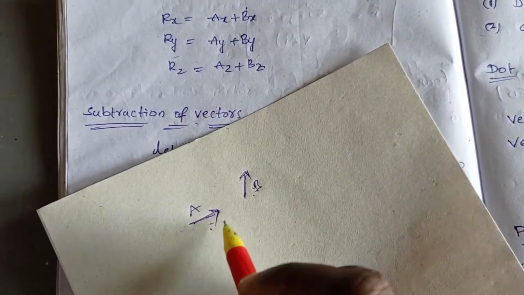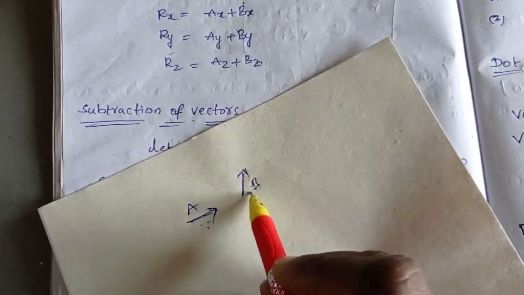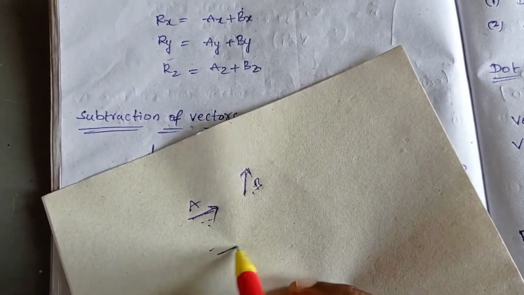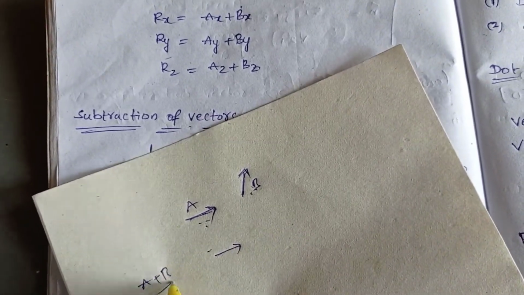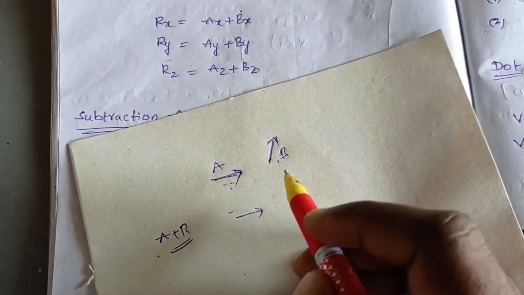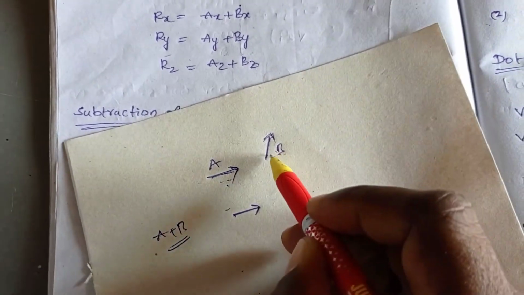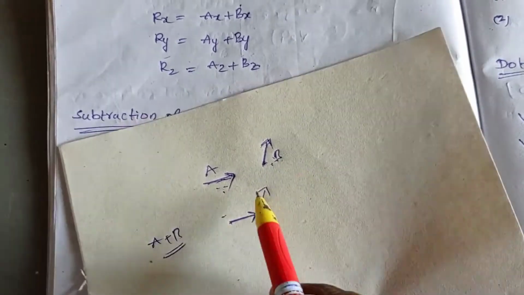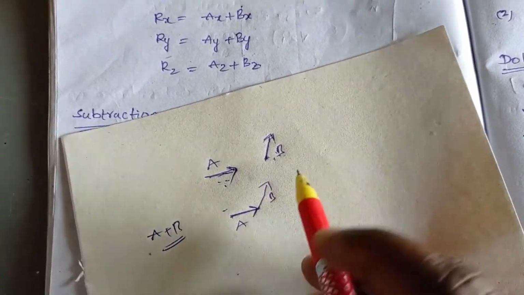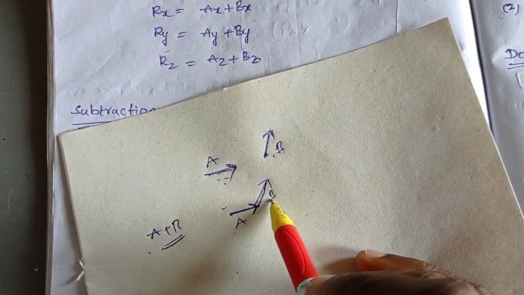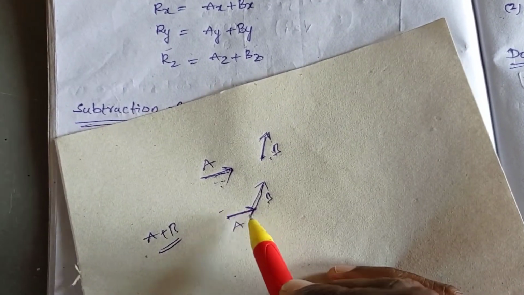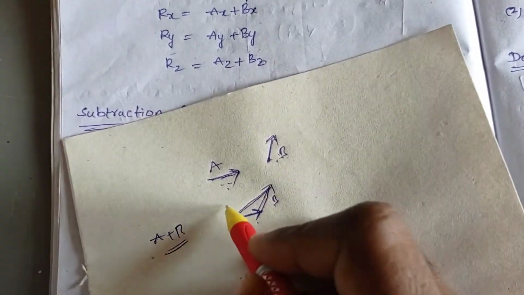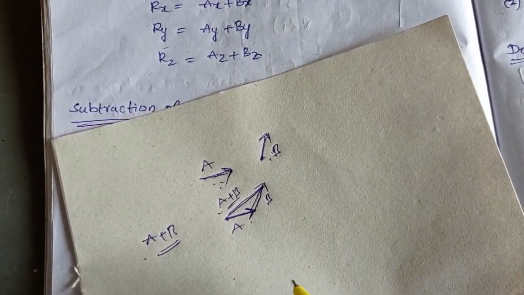Previously, suppose these vectors are A and B like this. How can we add them? This is vector A. Suppose we want to add these two, A plus B. How can we add? The tail of B is placed on the head of A. This is vector B, this is vector A. We place the tail of vector B on the head of vector A. If we connect these two, this line gives a resultant vector, that is A plus B.